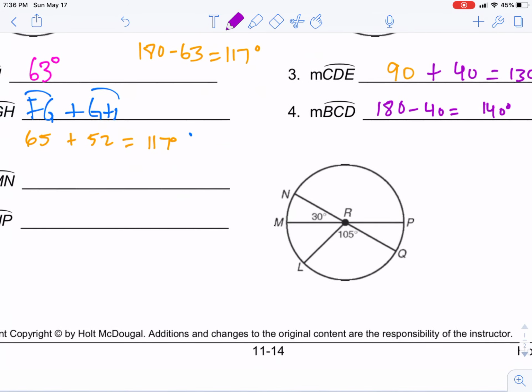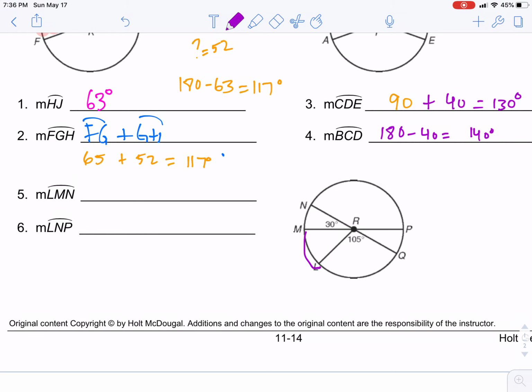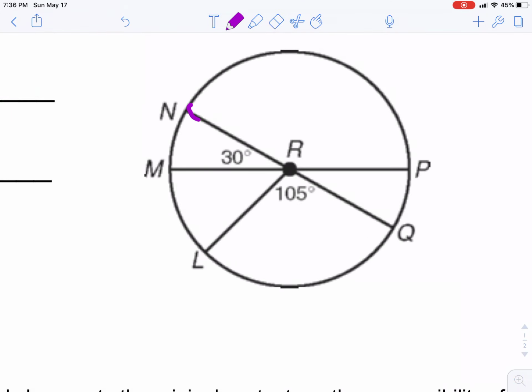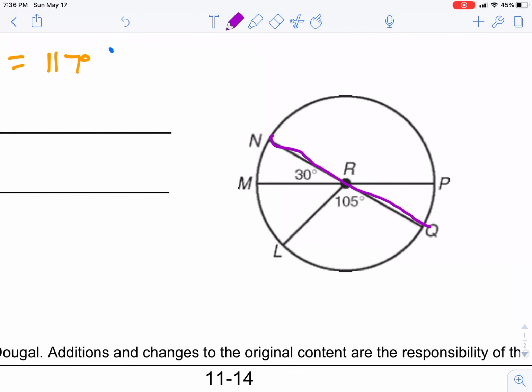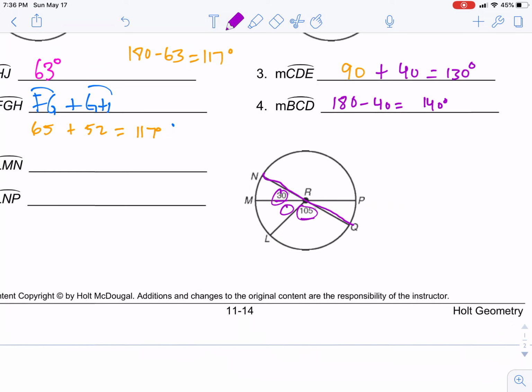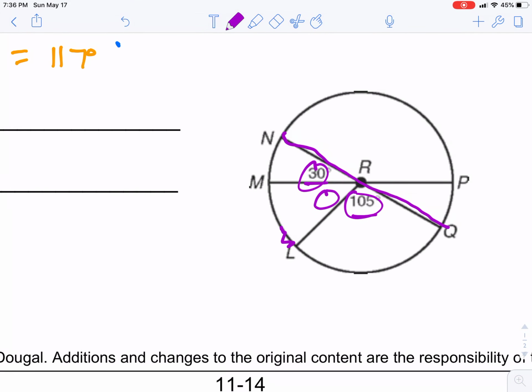All right, let's find LMN. L to M to N. So we have to find this little piece right here and then add that with that little piece right there. How am I going to find that little piece? Well, I'd always look for that 180 degrees because that's going to help us start that out. So here's my 180 degrees. Again, you could add these 2 together, subtract from 180, and then that gives us this piece. And we wanted to do LMN, so we would add up those 2 central angles. One way to do it.